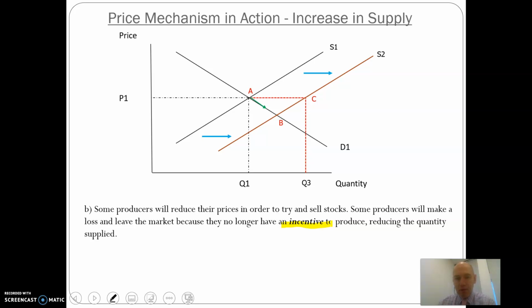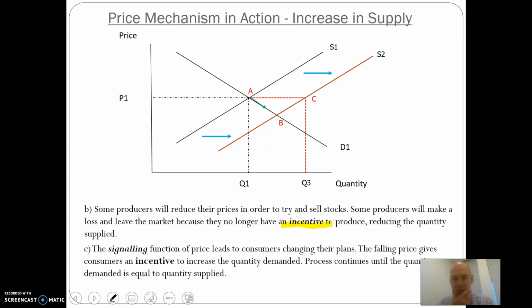In terms of this, with firms dropping prices, the signaling function of the price mechanism leads consumers to change their plans. It gives them an incentive to purchase more at a lower price because they'll get greater satisfaction, and this process is going to continue until the quantity demanded is equal to quantity supplied.